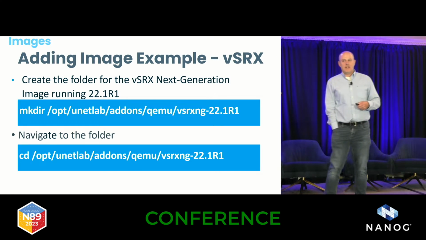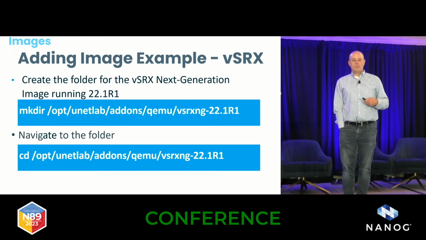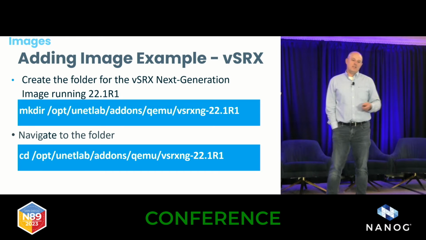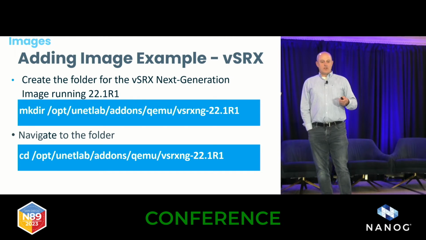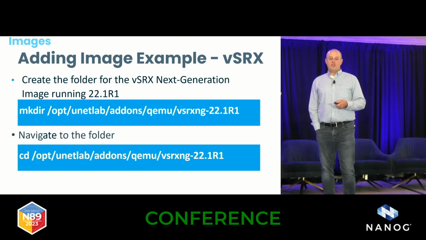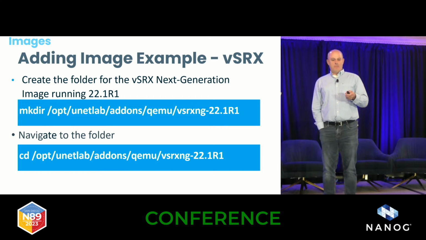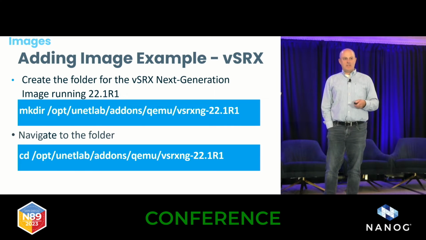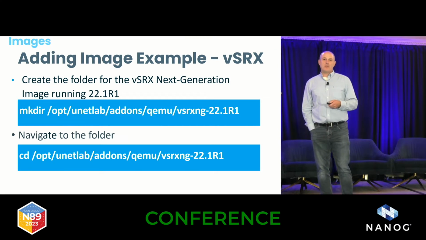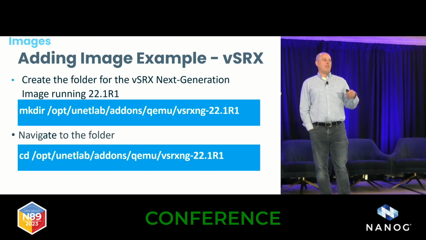So what does that look like? Let's say I want to simulate a Juniper SRX firewall. So I'm going to create a directory in that folder, and I'm going to call it something specific to what we're going to see in this table in a second. But the last part of that folder name is specific to the version that I'm going to run. And that's because you can run different versions of different software images at the same time.